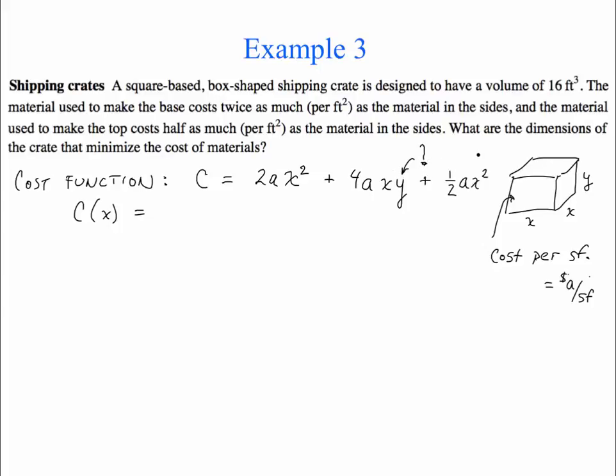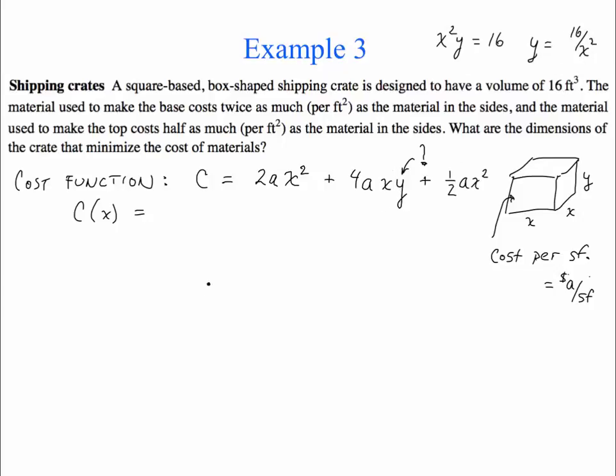Okay, so that's some other information that we haven't used yet, which is the volume is 16 feet cubed. So if the volume is 16 feet cubed, so this is like side work here. So the volume is 16 feet cubed. How can we get y in terms of x? What is the volume of our box? X squared y equals, so y is 16 over x squared, okay?